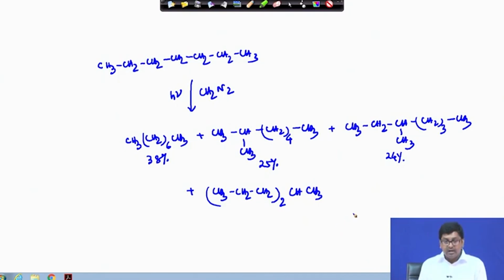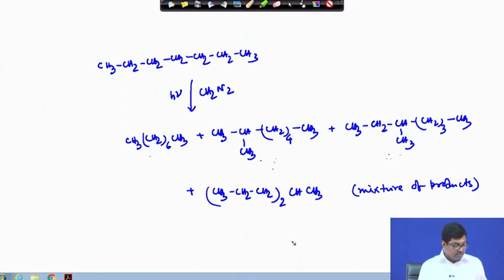These are the things that we have to understand, that these carbene species become so reactive that they can be inserted into various positions of heptane to give many products. I will rather remove the percentages of these products. We can say that these are the mixture of products that we will get from this particular reaction. So, a mixture of products.